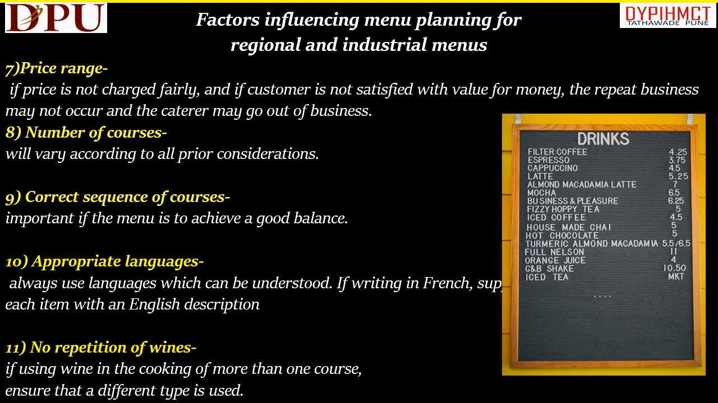Number of courses. These will vary according to all prior considerations, as in a fixed menu served in banquets, as per the price charged. Correct sequence of courses is very important if the menu is to achieve a good balance. In case of limited courses served, one must consider that the menu should offer good variety even in limited choice. Appropriate languages. Always use languages which can be understood. If writing in French, support each item with an English description. No repetition of wines, though this factor is rarely applicable for Indian regional food. If using wine in the cooking of more than one course, ensure that a different type of wine is used.